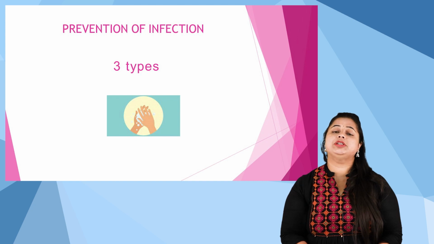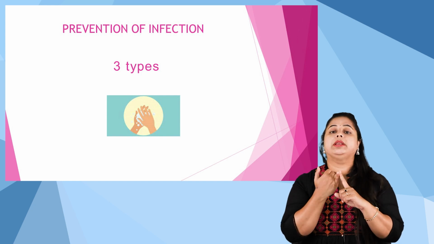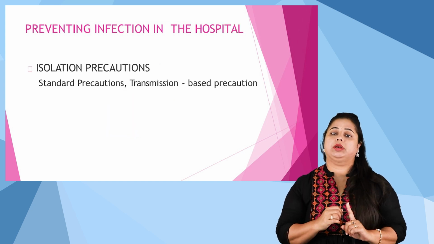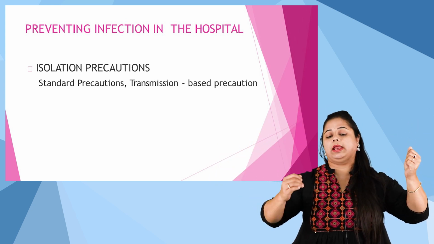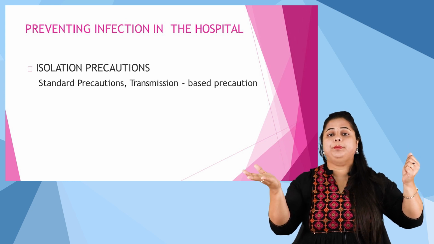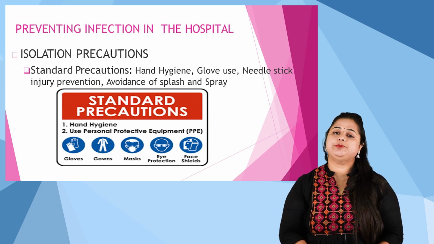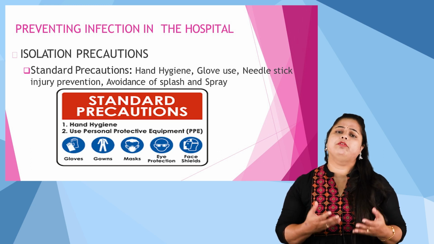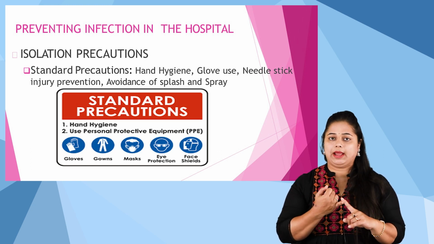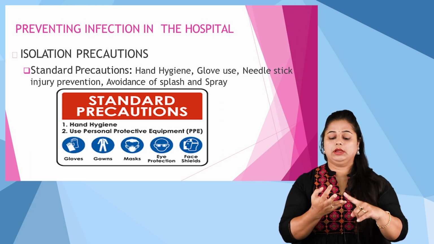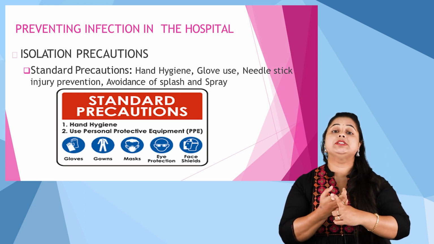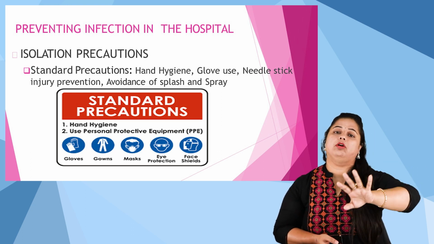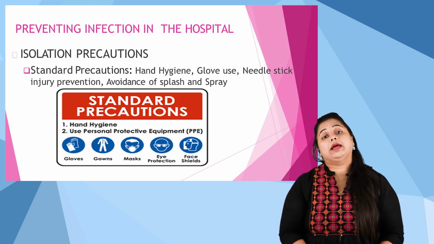Now, prevention of infection can be done in the hospital mainly in three ways. Out of which, the first is isolation precautions. Isolation precautions are divided into two. One is standard precautions, another is transmission-based precautions. Now, standard precautions. What are the standard things which we are following in our hospital? Maybe hand hygiene, glove use, prevention of needle stick injuries, otherwise something called avoidance of splash and spraying. Okay, so all these are avoided.